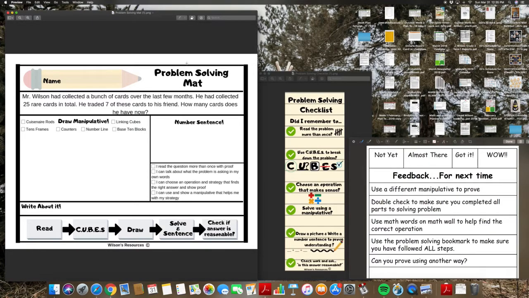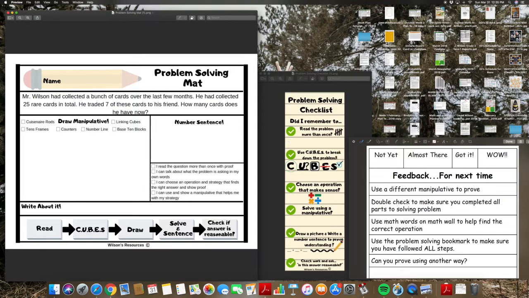So if you haven't seen it already, this right here is the problem-solving map that I created. And the purpose of it is to help students and guide them through steps to take in order to have a complete solved word problem.